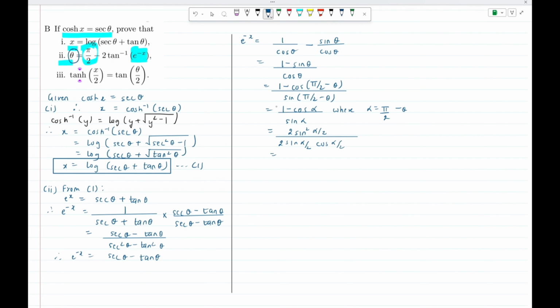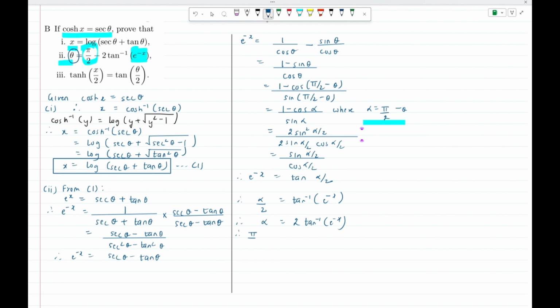And there are certain reductions going to take place, so we will be left out with sin of alpha by 2 over cos of alpha by 2, and thus we get that e raised to minus x is equal to tan of alpha by 2. We can say that alpha by 2 is equal to the tan inverse of e raised to minus x, and plugging in back the value of alpha as pi by 2 minus theta, and now we will plug in.